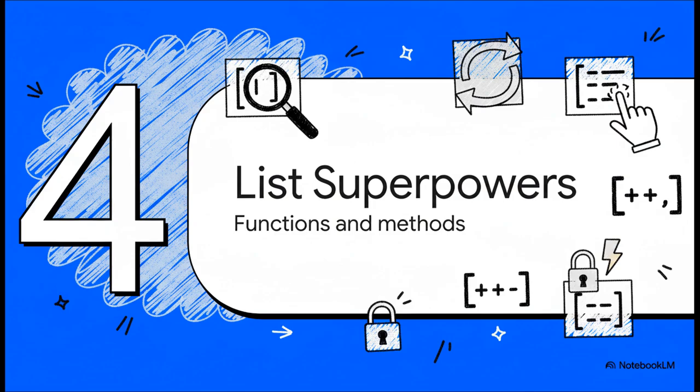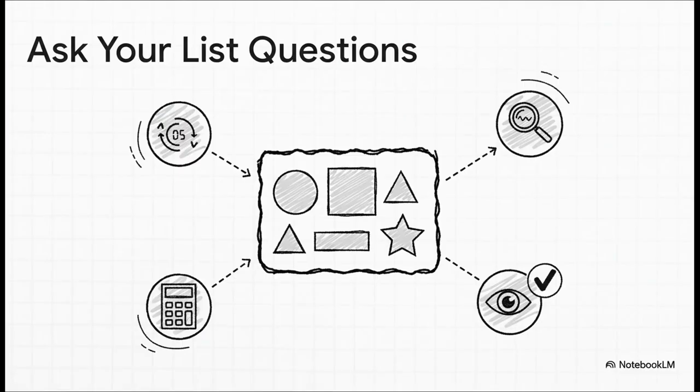Okay, now for the really fun stuff. Lists aren't just for storing things. They come with a whole bunch of built-in superpowers. These are functions and methods that let you do all sorts of amazing things with your data super easily. Let's check them out. First off, you can basically ask your list questions.